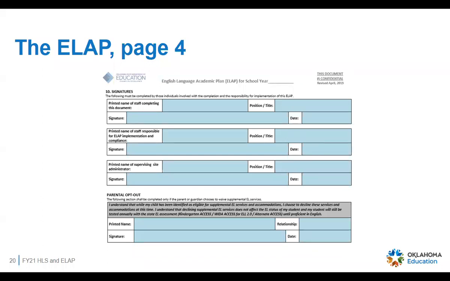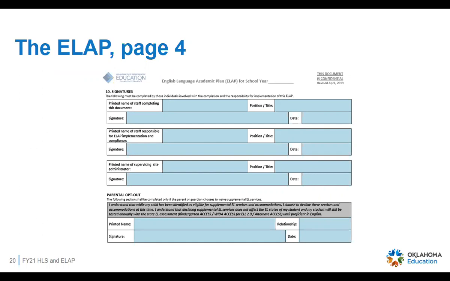Okay, then the final page here is the signature page. This is pretty straightforward for the first part, that people who are drawing up the ELAP should sign it. That should be certified personnel. The ELAP is really parallel to an IEP in that sense, and you should have certified personnel who are drawing it up. So you have signature lines for the staff and for whoever's responsible for implementing it, and then for a supervisor. And then the final signature line at the bottom is a parental opt-out area.